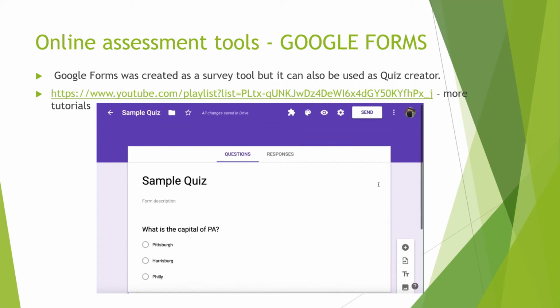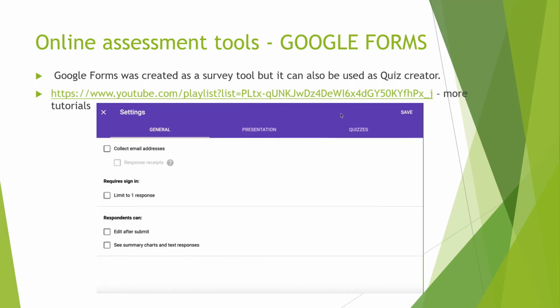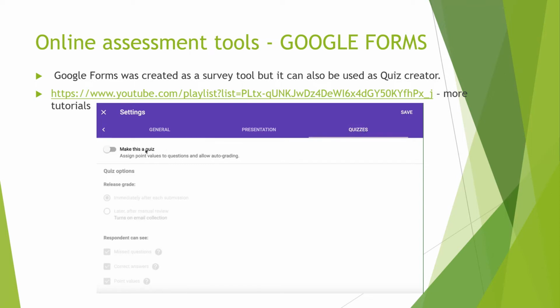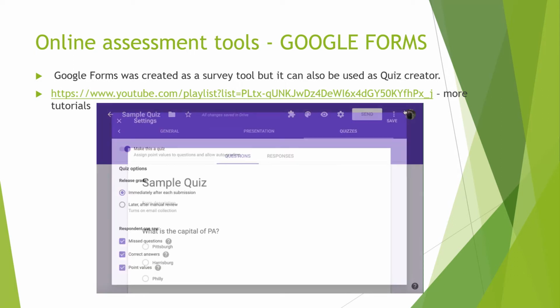All right, so now the next thing you'll want to do is go right up here to the settings gear. You'll click on the settings gear and you'll notice right here there's a Quizzes tab. You'll click on the Quizzes tab and make this a quiz. Now you can customize this by choosing when you want the grade to be released to students, whether it's immediately or later. What you want students to see is if they get their question right or wrong. Right here. So I'm just going to keep it as is and hit save.